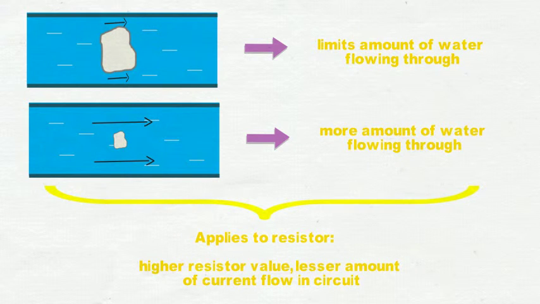Similarly, this applies to resistors. Since the resistor is used to limit the amount of current flowing in a circuit, the higher the resistor's value, the lesser the amount of current flowing through the circuit.